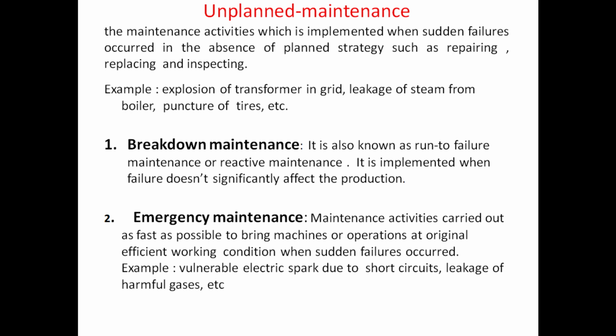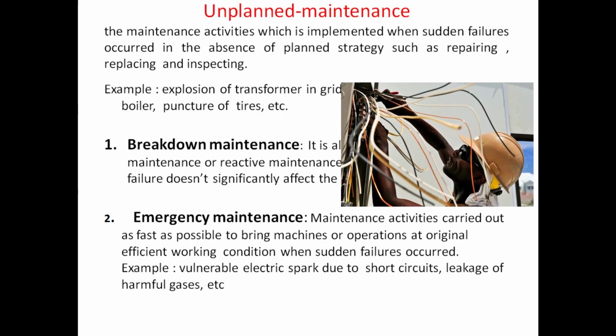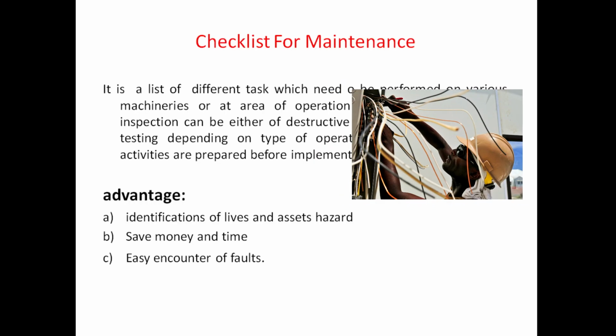It is divided into two subcategories, that is breakdown maintenance and emergency maintenance. Breakdown maintenance is also known as run to failure maintenance or reactive maintenance. It is implemented when failure doesn't significantly affect the production. The second one is emergency maintenance. These are maintenance activities carried out as fast as possible to bring the machine or operation to original and efficient working condition. Avoidance of such maintenance can cause hazard to lives and property.